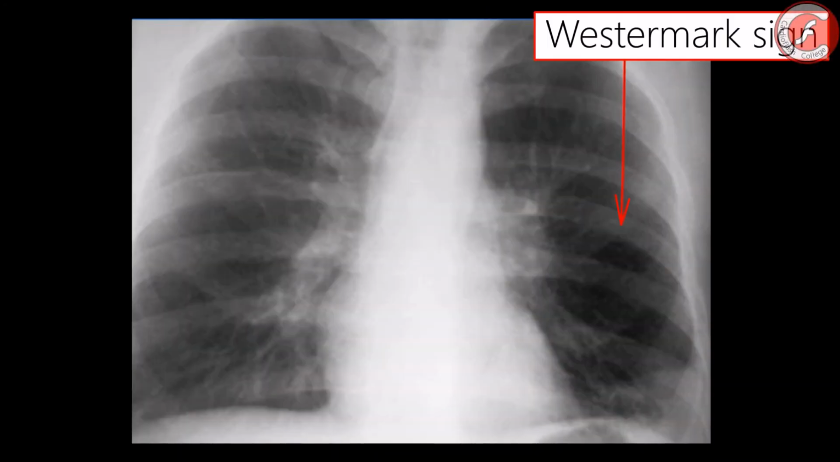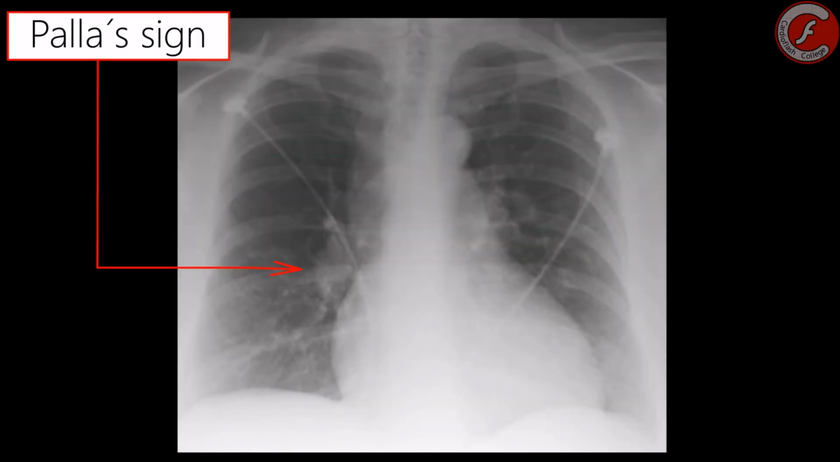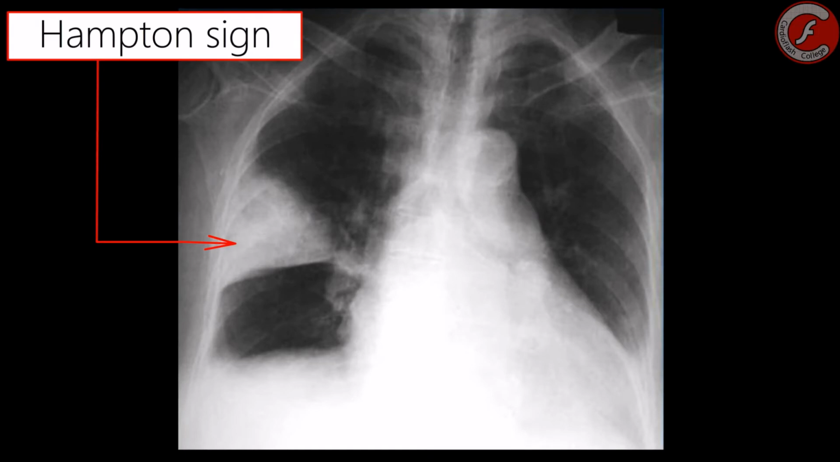First, we have the Westermarck sign. This is a radiological finding that is characterized by an isolated radiolucent area in the middle of the pulmonary vascular network and reflects the absence of blood flow due to local arterial thrombosis. Then we have the Palla sign. This sign indicates the amputation of one of the branches of the pulmonary vascular network. And finally, there is the Hampton sign, which appears as a peripheral radiopaque shadow of hilar vertex and pleural base, corresponding to the area of pulmonary infarction.